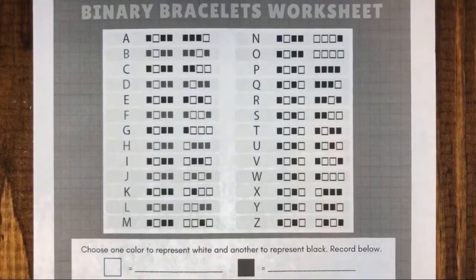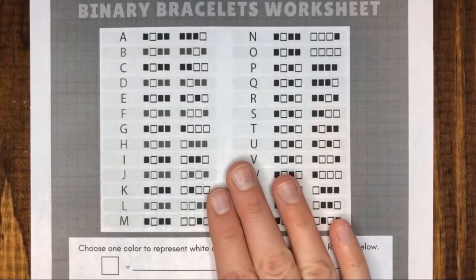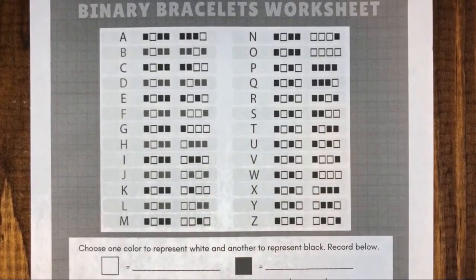Take a look at the binary bracelets worksheet. This top section has the code for each letter of the alphabet. You'll find the code for each letter of your first name to make your bracelet or keychain.